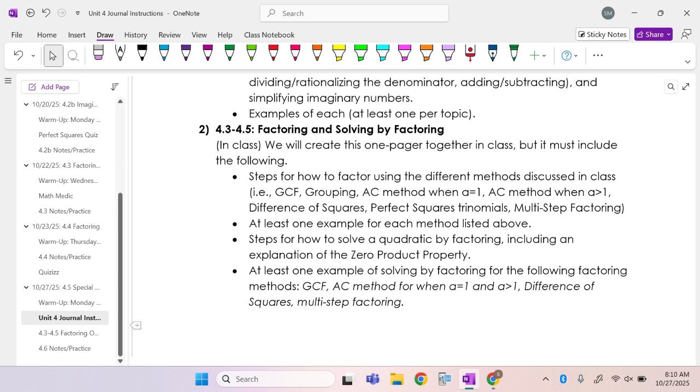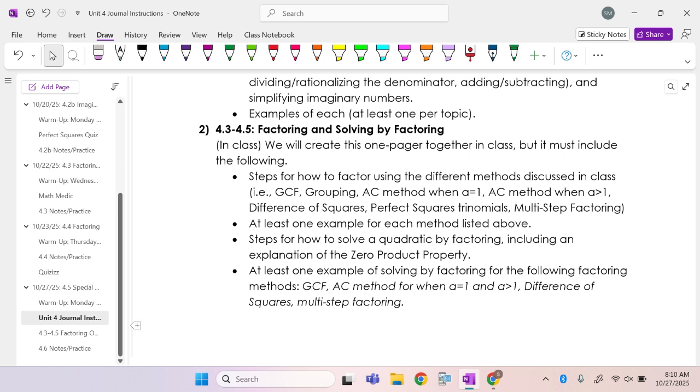This is going to include steps for how to factor using all the different methods that we talked about, which are listed there. At least one example for each method listed. Steps for how to solve a quadratic by factoring, including an explanation of the zero product property. At least one example of solving by factoring for the following factoring methods. So all the methods I listed right there.